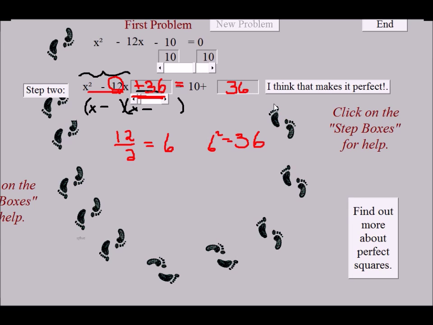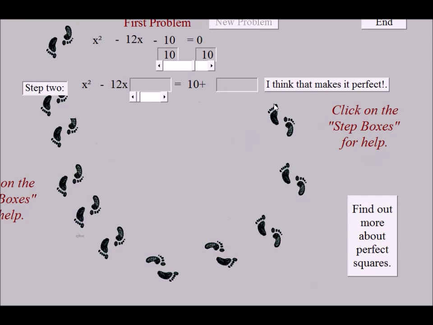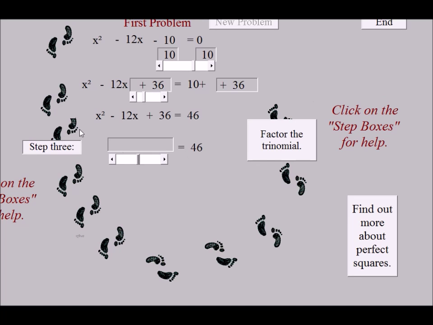I'm going to minimize, get this marker out of the way. Just remember, these two on the left need a 36 to be perfect, so we'll give them a 36. Why not? And now we'll check this button. It says, I think that makes it perfect, just to make sure. It does make it perfect.